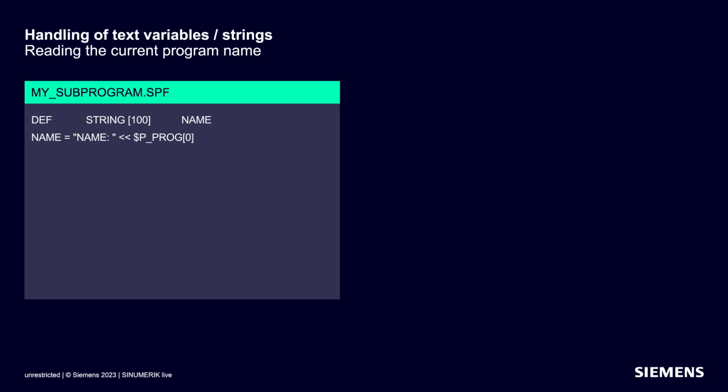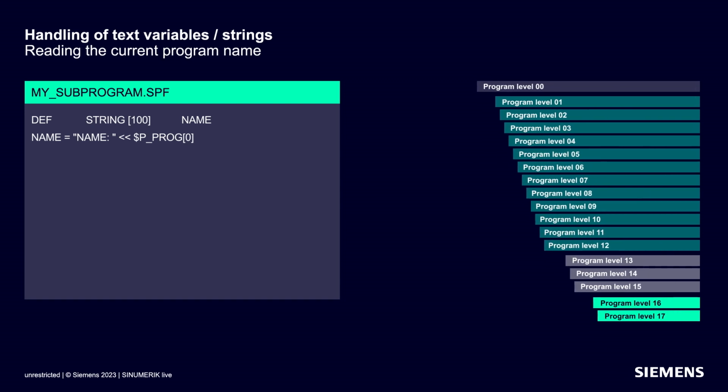The only question now is what the index 0 is all about. In the last video, I mentioned the nesting of CNC programs, and we saw that SINUMERIK can handle a total of 18 program levels. You therefore have to be specific when reading out the program name. The index 0 means that the name of the topmost calling program is to be read out. So in this example, it means that the name of the calling main program is read.